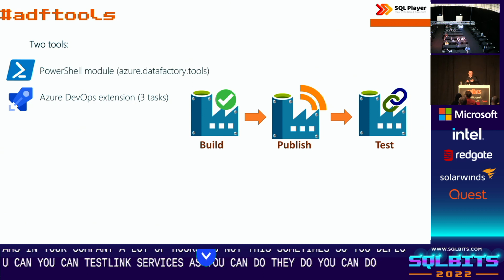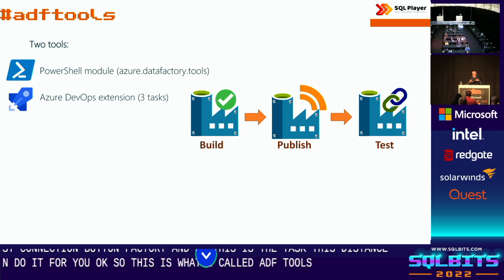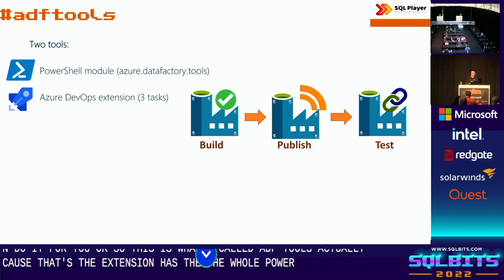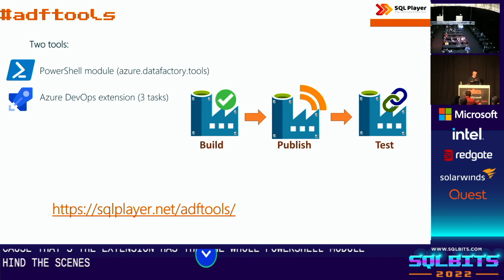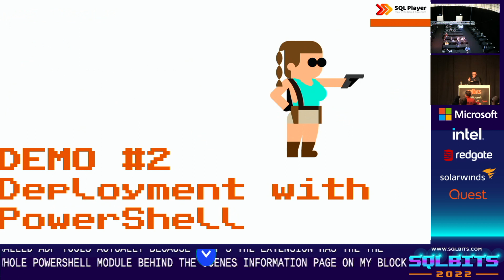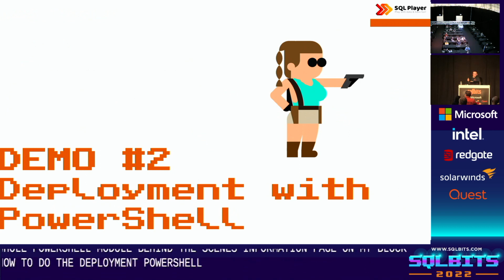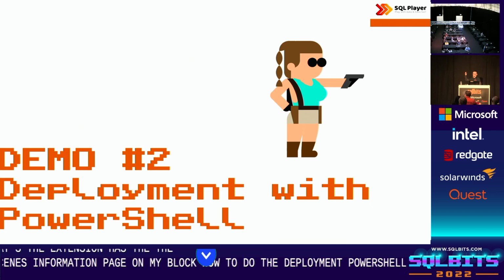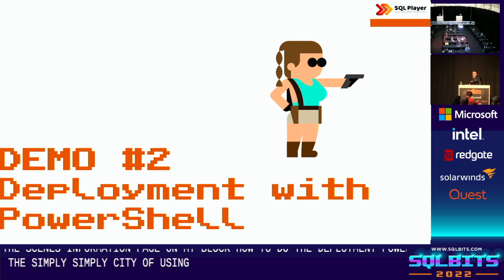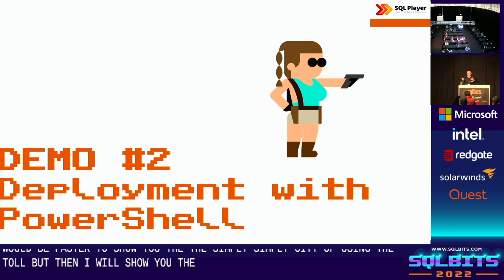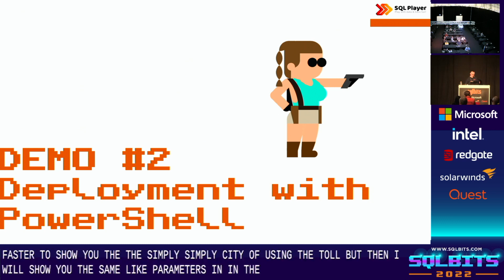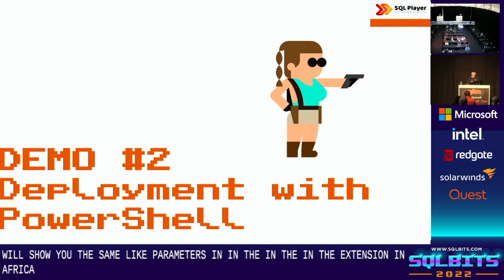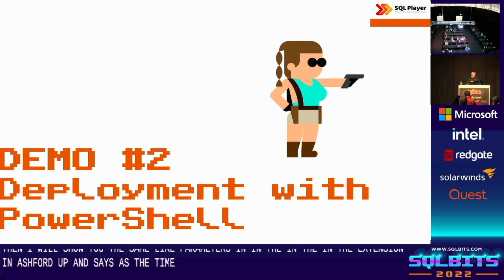Okay, so this is what I call ADF Tools. It is actually the same tool, because the ADF DevOps extension has the whole PowerShell module behind the scenes, so this is the same code. You can find more information on this page on my blog. Okay, demo number 2: how to do the deployment with PowerShell. At the beginning, I will show you PowerShell, because it will be faster to show the simplicity of using the tool. Then I will show you the same parameters in the extension in Azure DevOps. It also saves us time and allows us to do many more things during this demo.